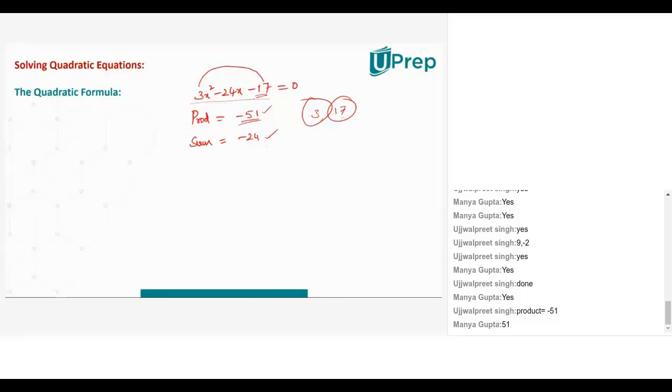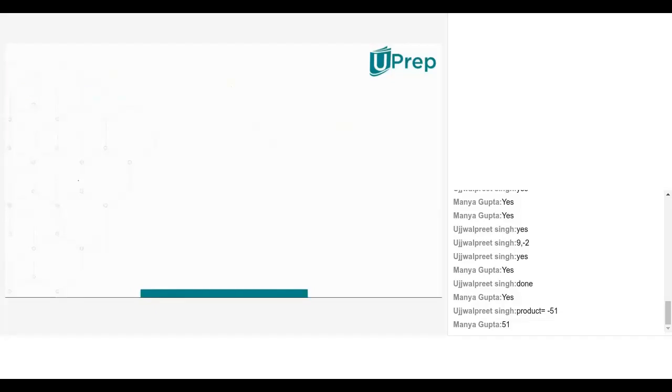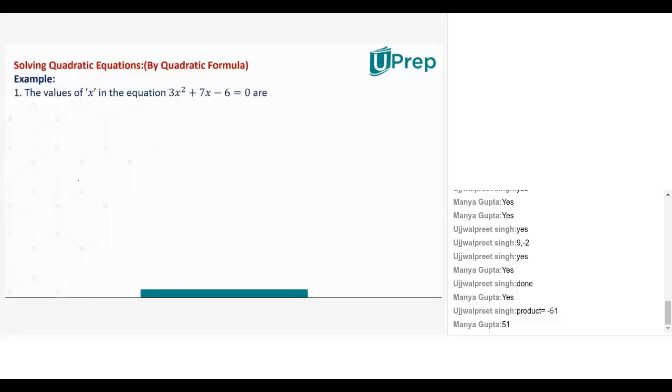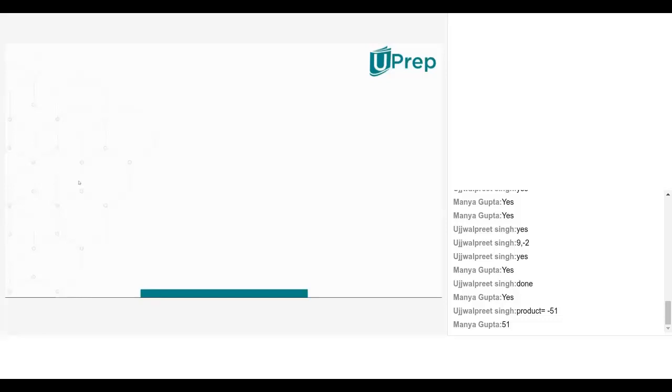But this equation should have two roots, because it is quadratic. How do I get them? That will come from a direct formula. No need of factorization, no need of finding the two numbers with the product as minus 51. Directly take the values and substitute and you'll get the answer. It's like a calculator. But for this calculator to come to you, we need to wait till Saturday. So till then, what do we do? We try some more problems to master the idea of factorization.